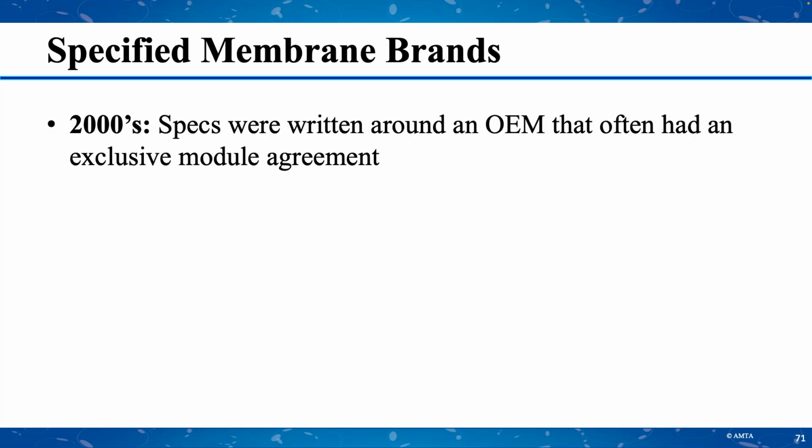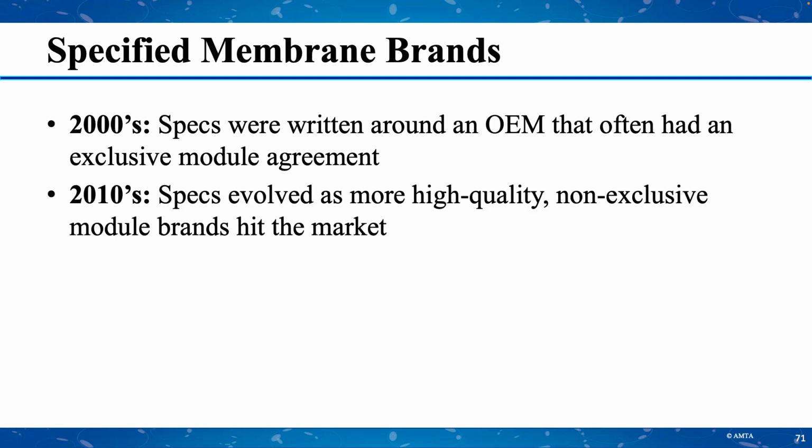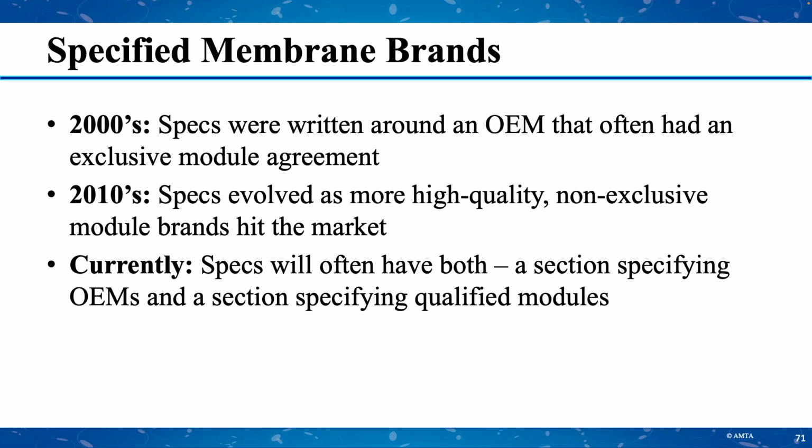So this is a little bit of a rehash. Ben touched on this quite a bit, but back in the 2000s, it looked like specs were mostly written around an OEM that often had an exclusive module agreement. Specs evolved as more high quality, non-exclusive module brands hit the market. And then in the 2010s and currently, specs will often have both a section specifying OEMs that can bid and a section specifying qualified modules.